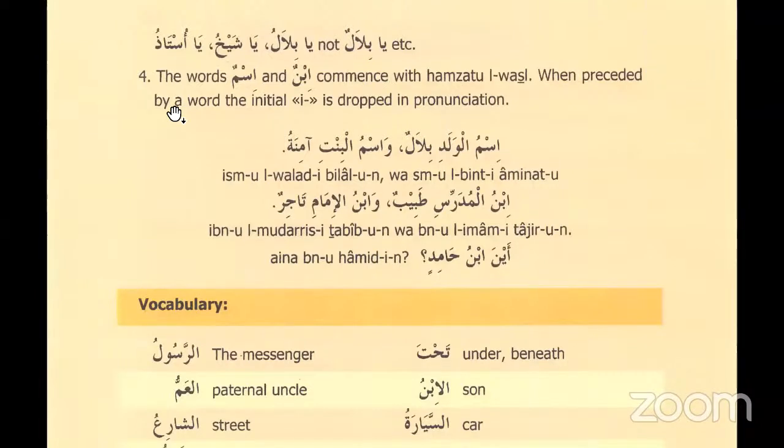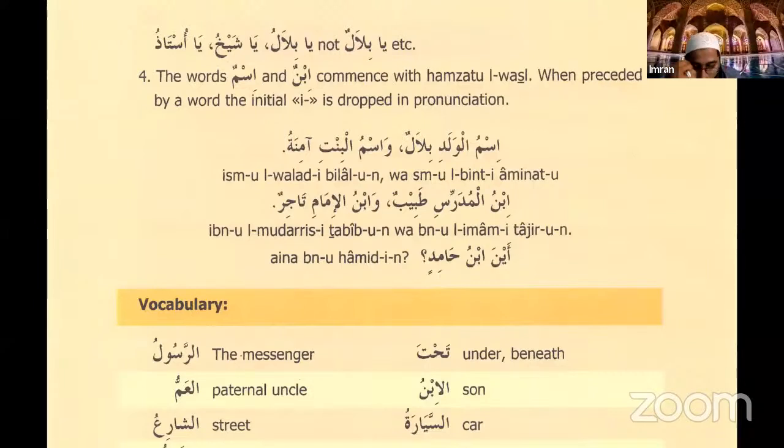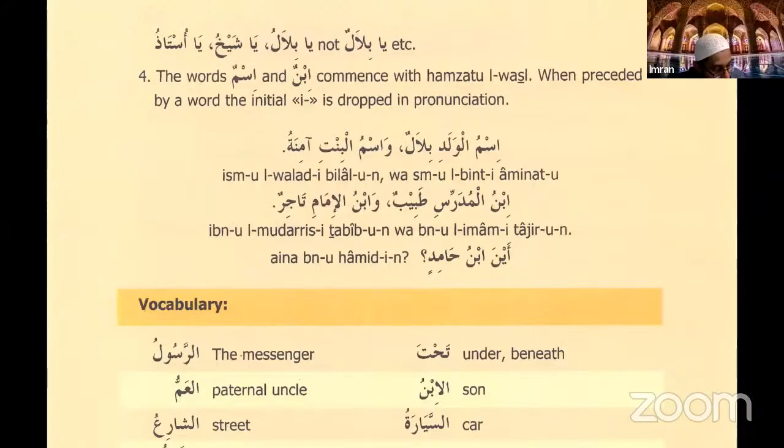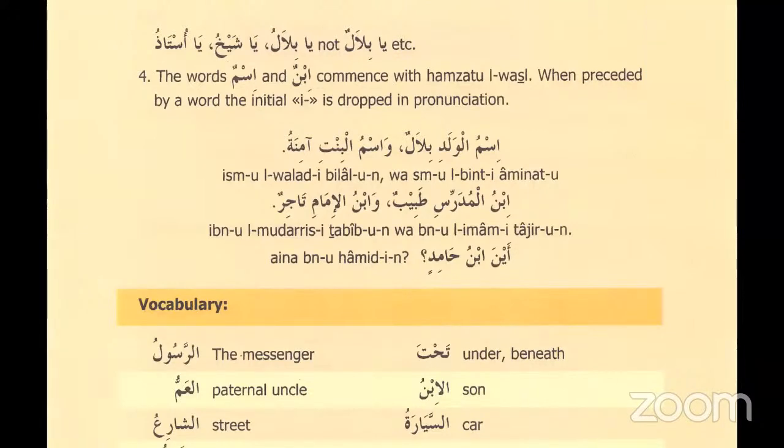The words ismun and ibnu commence with hamzatul wasl. When it is preceded by a word, the initial alif is dropped in pronunciation. Ismul waladi Bilalun, wasmul bintil imam Aminatu. Correct. Ibnul mudarrisi tabibun, wabnul imami tajirun. Correct.